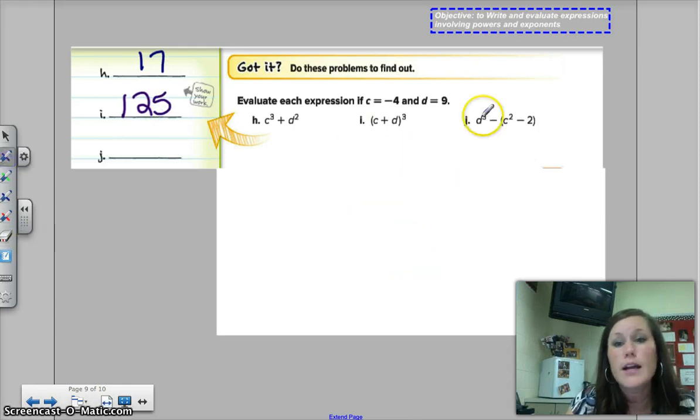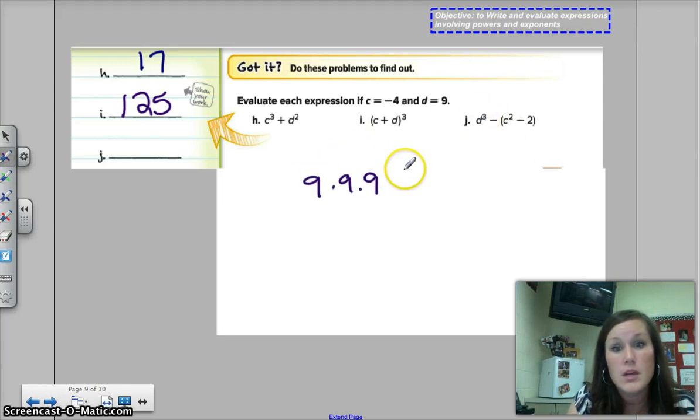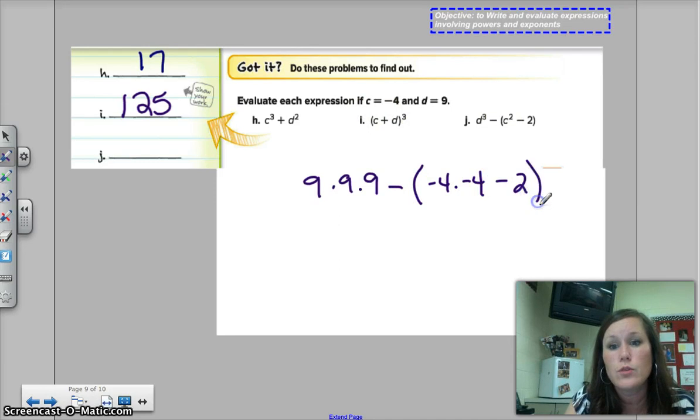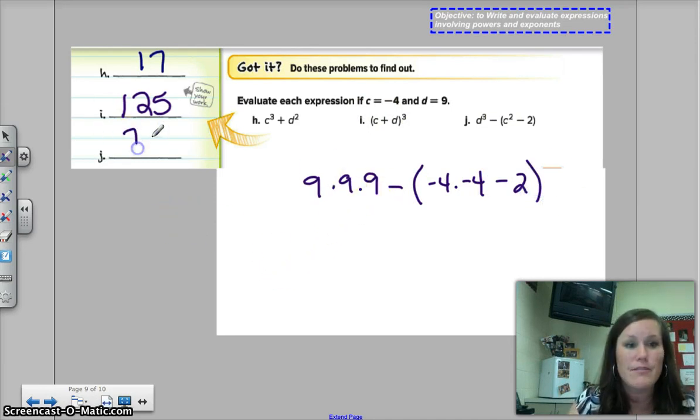Alrighty. Last one, D to the third. So that's going to look like this. I'm going to start way over here. 9 times 9 times 9 minus parentheses C squared, negative 4 times negative 4, and then minus 2. Once you solve all of this, your final answer is going to end up being 715. It's a big one.